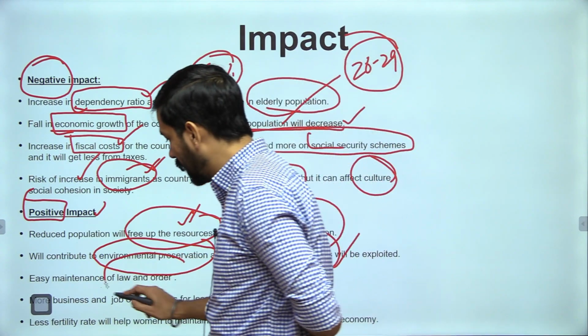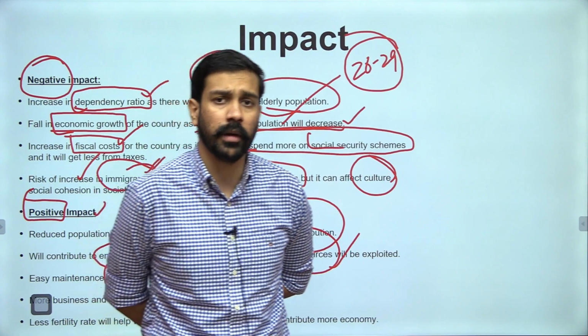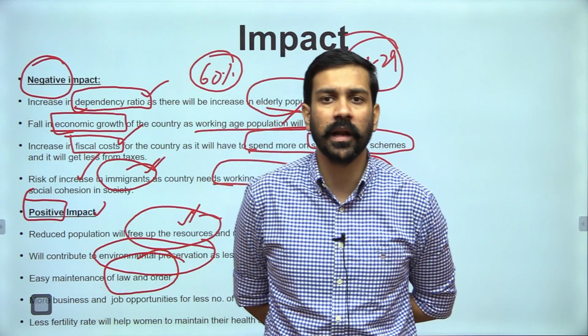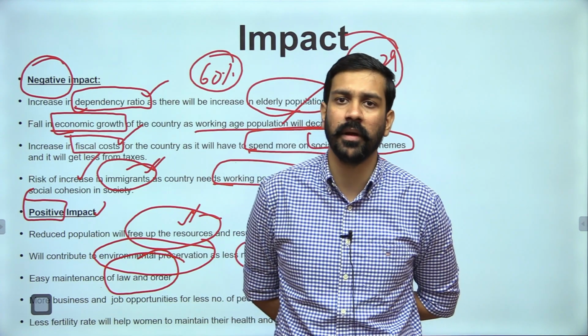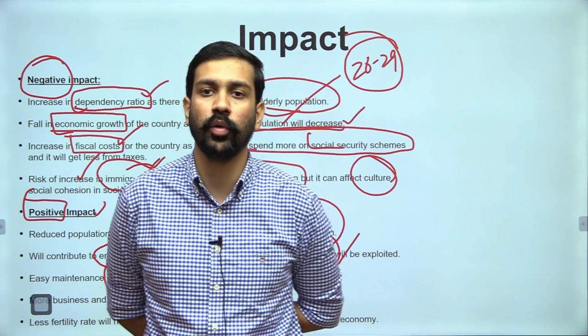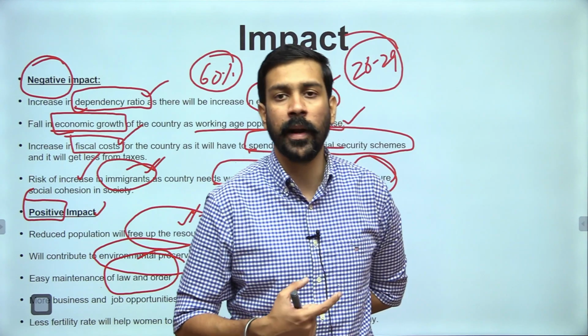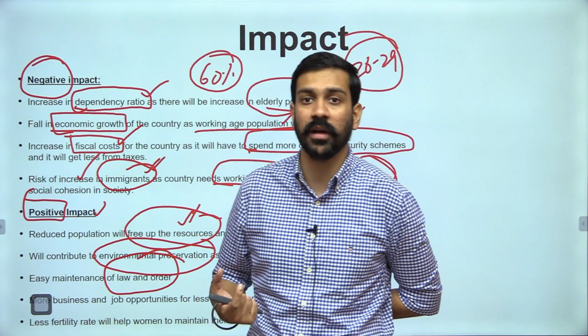Next one, easy maintenance of law and order. Obviously, in a city or in a rural area or in any social structure, like I gave you the example, if there were 1000 people living earlier, but now there are 400 to 500 people living in that particular area, it is easy for the police and administration to maintain law and order, to find the culprits, to find who has done the crime.